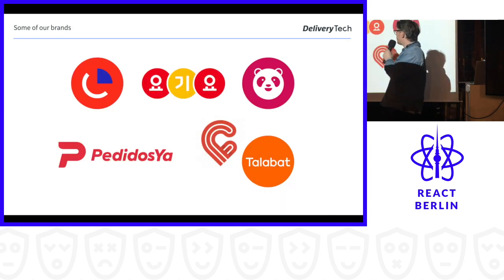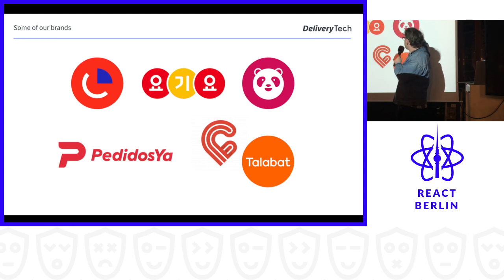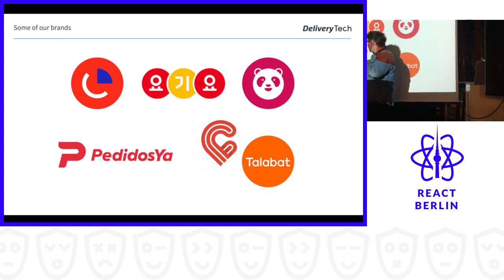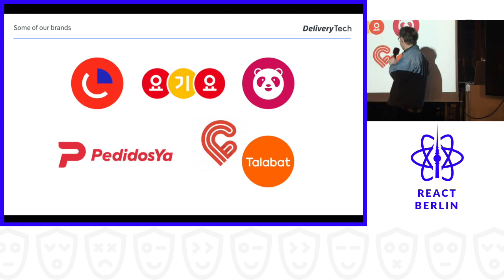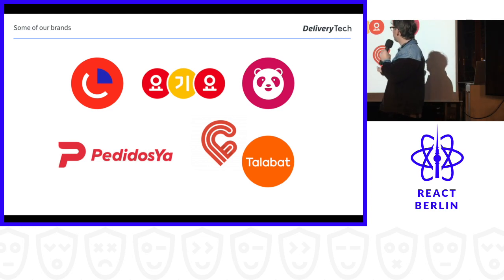These are some of the brands we have, for example. This is Pizza Online in Sweden. The problem is, in Finland we have Pizza Online too. It's always a confusion. Here, this is Yogiyo in Korea. This is Foodpanda, which operates in multiple countries in Southeast Asia and Eastern Europe. Pedidos is operating in Latin America. And then we have Carriage and Talabat, which operate in the Middle East. Has anyone abroad used one of these platforms? Oh, some. Okay, so you might be familiar.